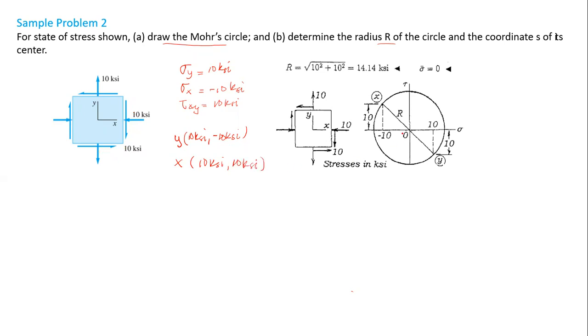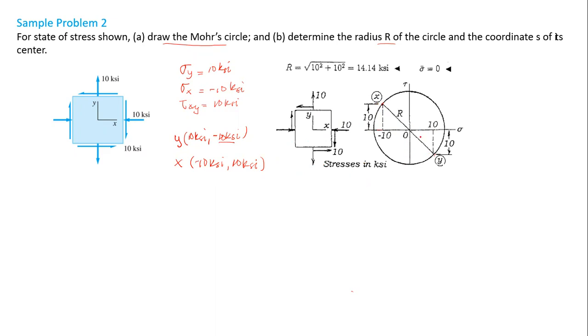So mao ni siya. Ang x is negative since compressive. Ang shear stress is positive. So naa siya above sa horizontal axis ang point x. Ang point y nato is below siya since negative man ang shear stress. Okay?